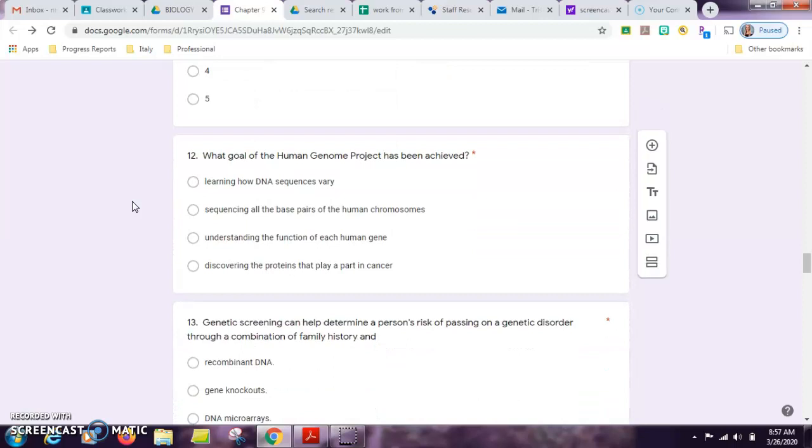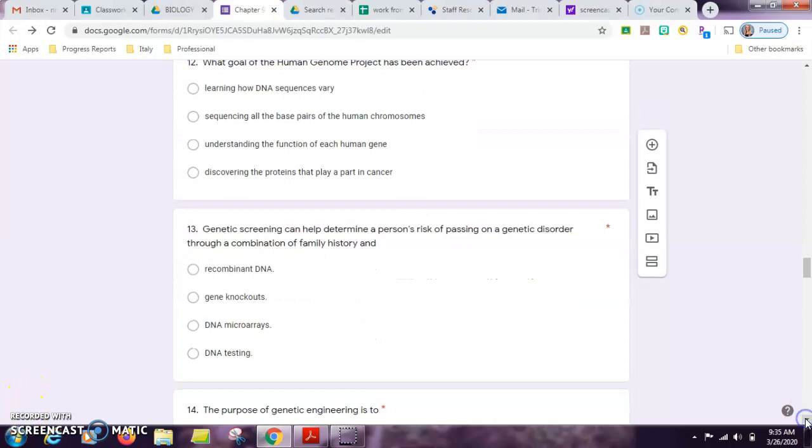Number 12. What goal of the Human Genome Project has been achieved? Learning how DNA sequences vary? Sequencing all the base pairs of human chromosomes? Understanding the function of each human gene? Or discovering the proteins that play a part in cancer?